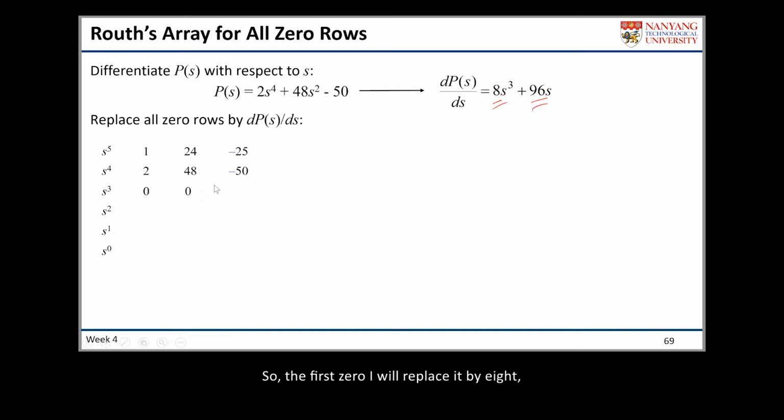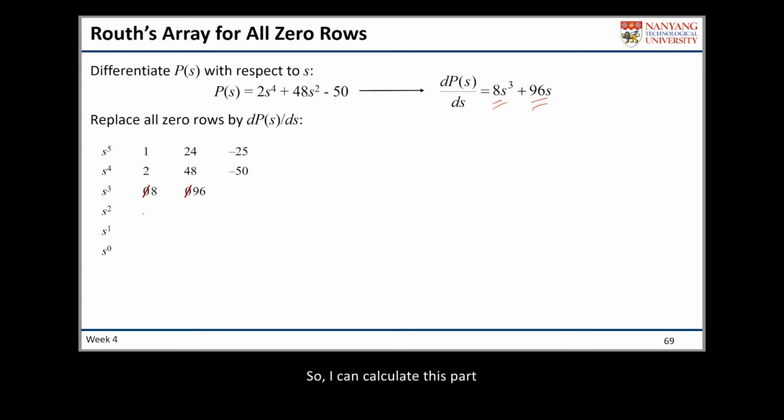So the first 0, I will replace it by 8. The second 0, I will replace it by 96. Now, my third row, the elements are non-zero. I can proceed again as usual with the same approach when you are completing the Routh array by taking the negative determinants divided by the element on the first column.